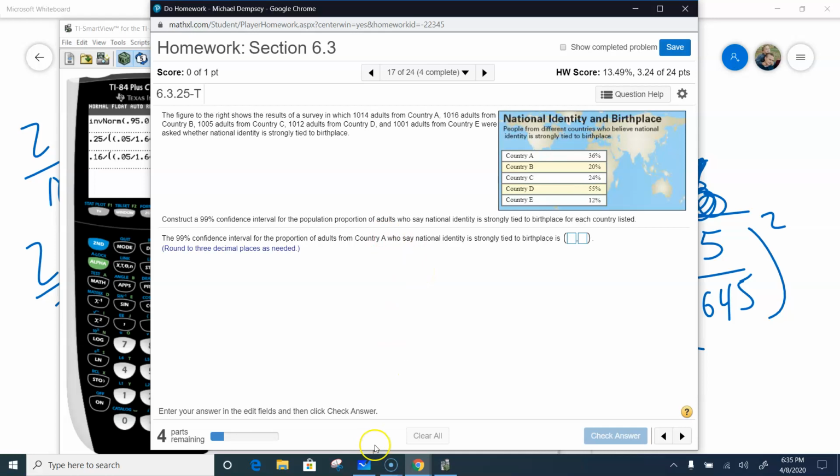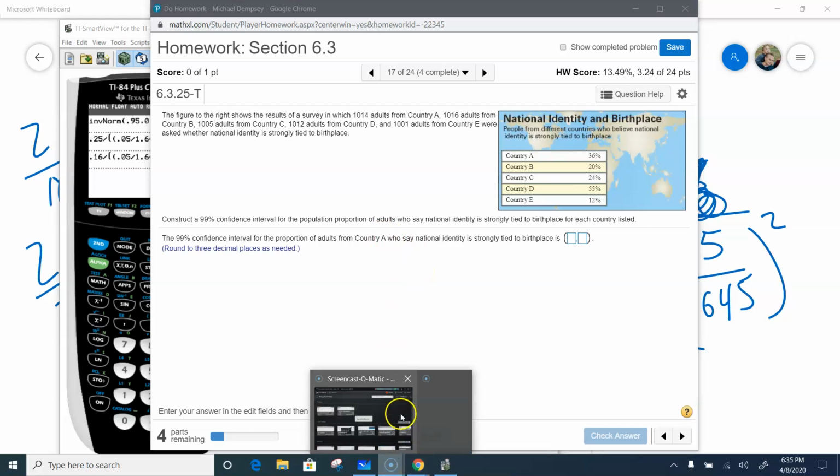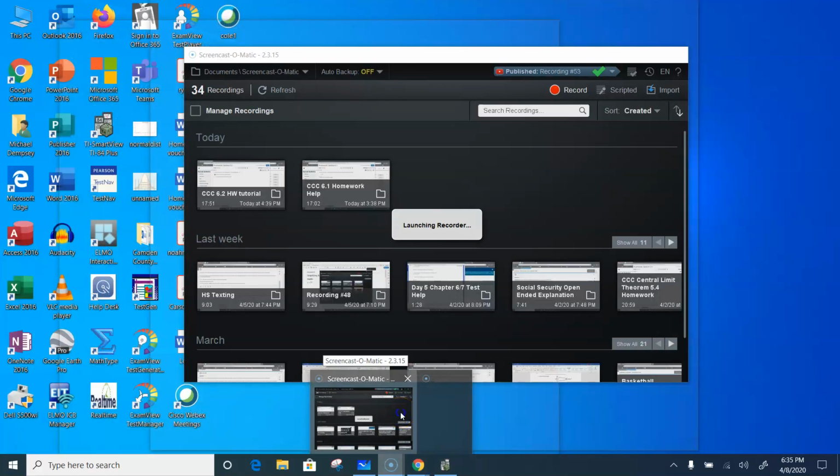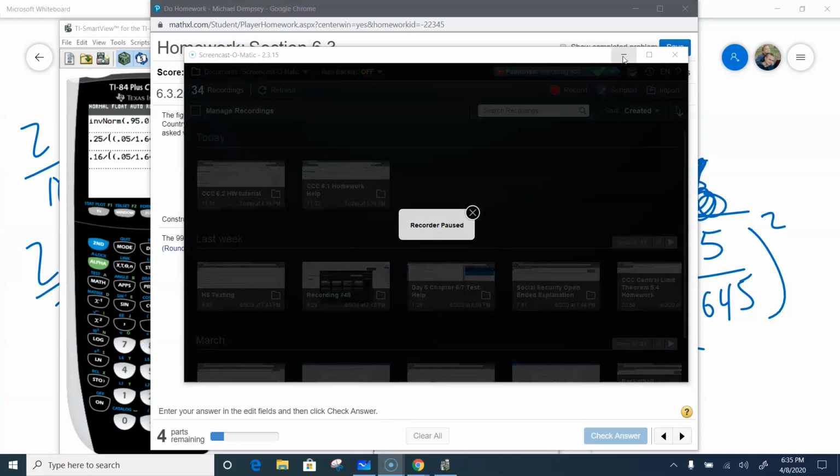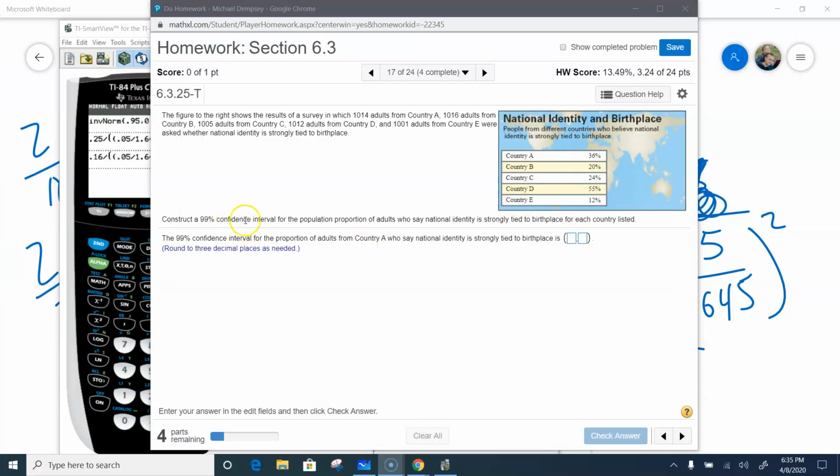Okay, so let's take a look at this one, a little bit different than what we've been looking at here. All right, so construct a 99% confidence interval for the population proportion of adults who say national identity is strongly tied to birthplace for each country listed. So we've got to do a whole bunch of confidence intervals here. All we have is the percentages and then the totals. So there were 1,014 adults from country A, and they gave us our p hat of 36%.